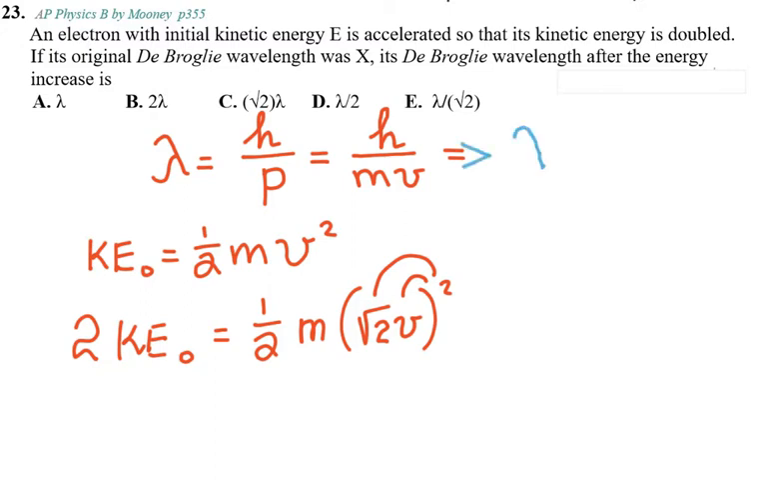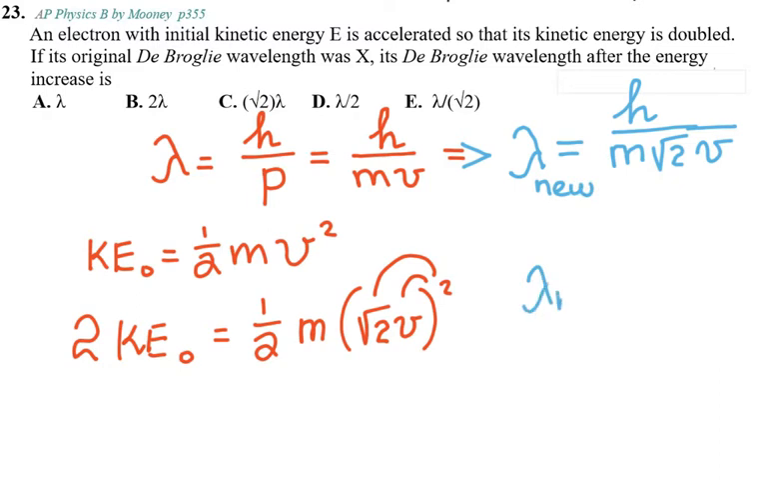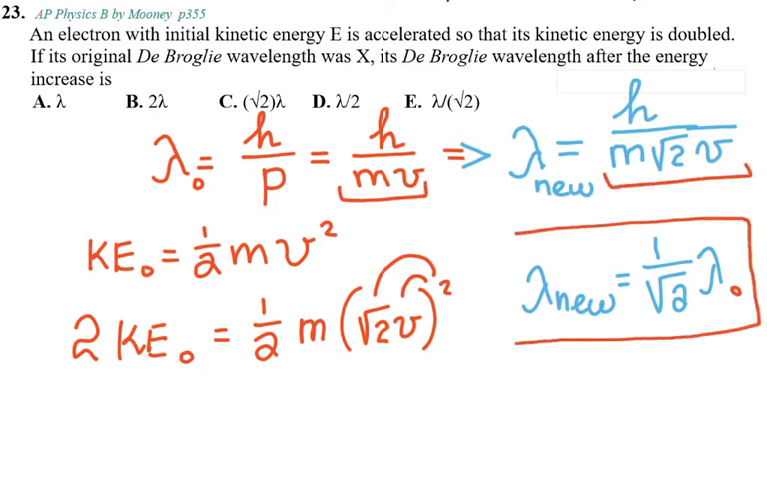So for the new wavelength with the new kinetic energy, the de Broglie wavelength would be equal to Planck's constant divided by mass times the square root of 2 times the velocity. Let's call this one the new one. So the new wavelength is equal to 1 over square root of 2 times the old wavelength. This was the expression of the old one, and the expression for the new one. So we can see that the answer is going to be E.